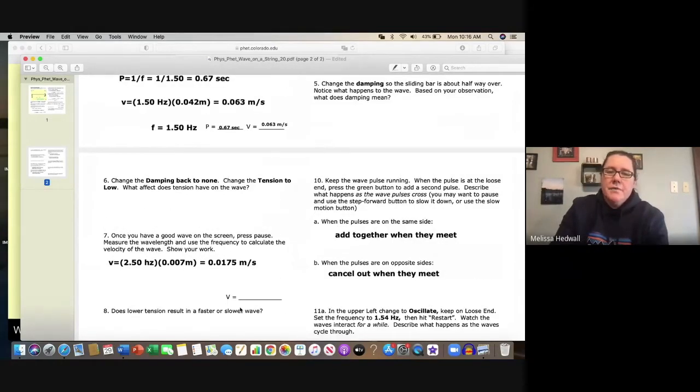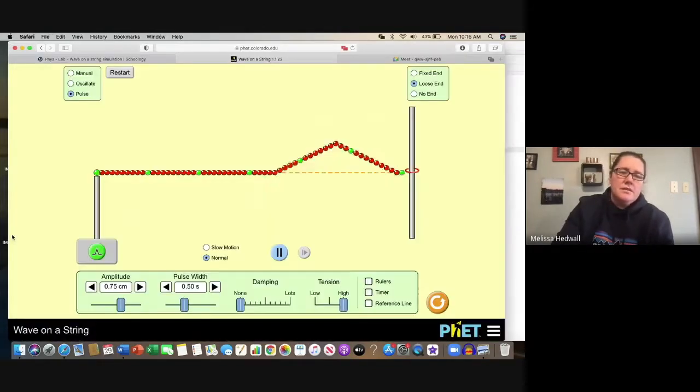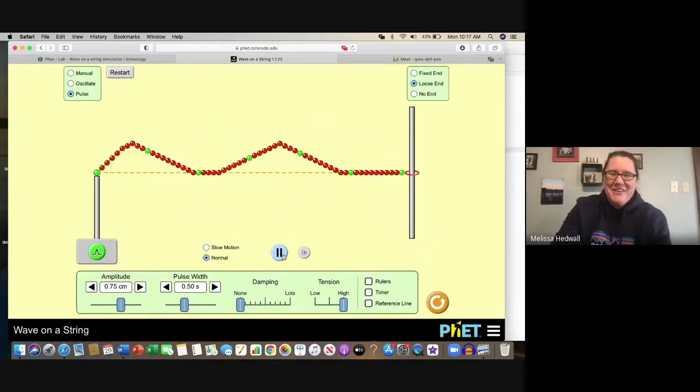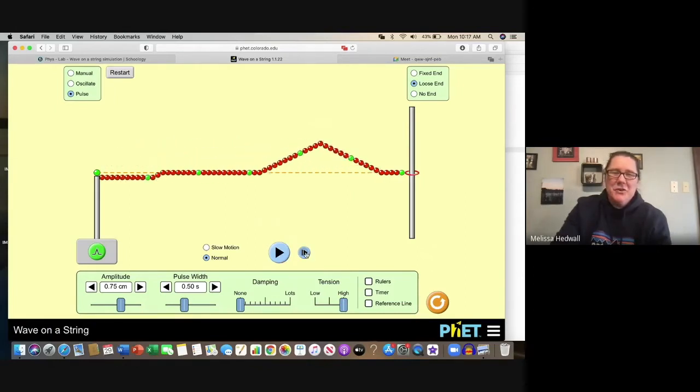All right, keep the wave pulse running. And when the pulse is at the loose end, press the green button to add a second pulse. Describe what happens as the wave pulses cross. It says you might want to step things forward and whatnot. So I'm going to let this go down here. I'm going to push that in there. We get this. So I'm going to go ahead and pause this, and I'm going to step it forward. I can control what's happening here.